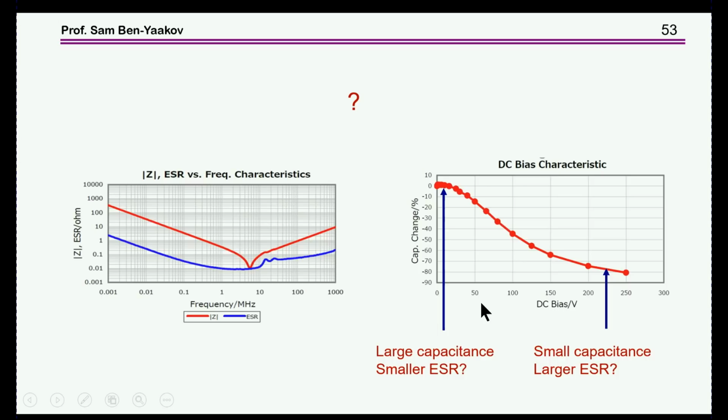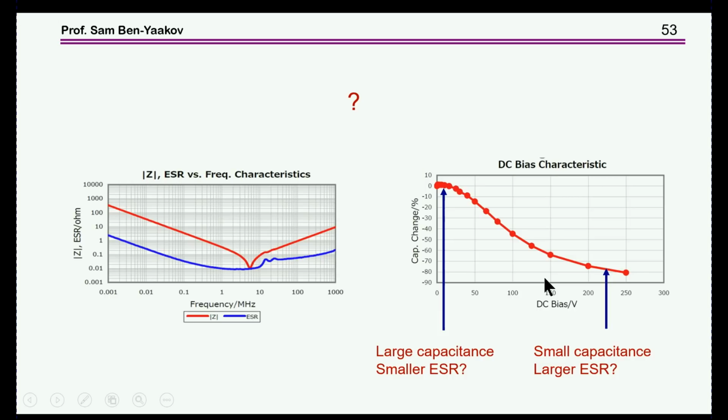We know that the ESR of a capacitor is a function of size. The larger the capacitance, the lower will be the ESR. You can look at it this way: to get a larger capacitor, you put a lot of small capacitors in parallel. Each one has its own ESR, so the end result will be a capacitor with a larger capacitance and a lower ESR.